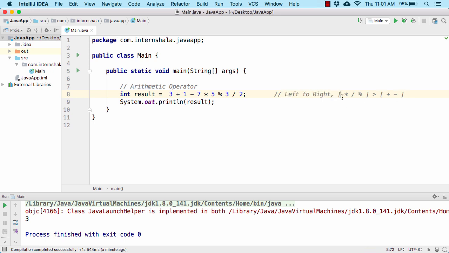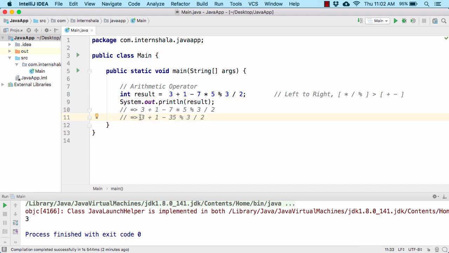So whenever we are going to solve this equation, we start from the left. Initially we have plus, minus and then the multiplication symbol. As soon as we get the multiplication symbol, we first evaluate 7 into 5. So this 7 into 5 will result in 35. As a second step, we get this equation: 3 plus 1 minus 35 modulus 3 divided by 2.